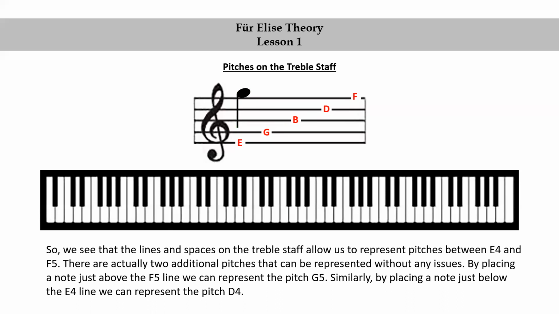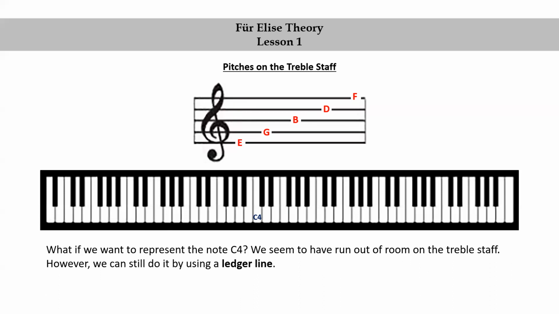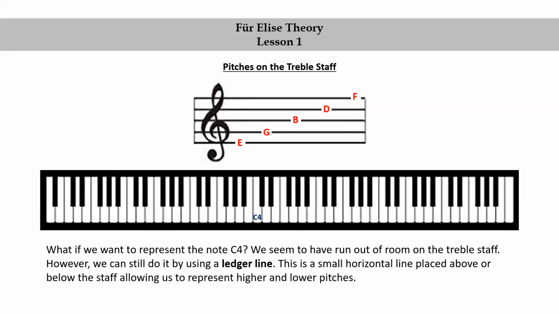Similarly, by placing a note just below the E4 line, we can represent the pitch D4. Okay, there it is, and the corresponding note on the piano keyboard. What if we want to represent the note C4? We seem to have run out of room on the treble staff. However, we can still do it by using a ledger line. This is a small horizontal line placed above or below the staff, allowing us to represent higher and lower pitches.